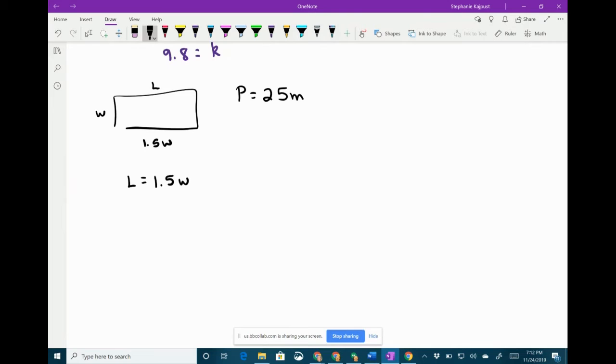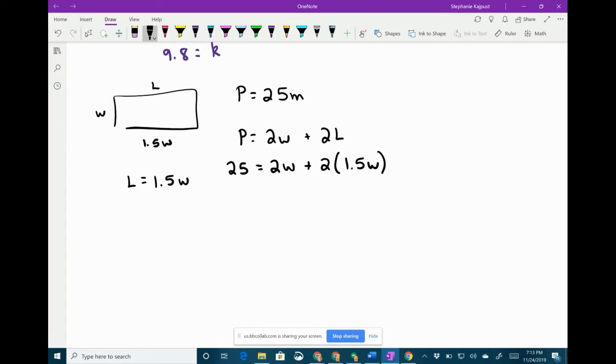So perimeter is basically adding up all the sides. Another way to write that is 2 times the width plus 2 times the length, since there's 2 of each side. So our perimeter is 25, so I can replace P with 25. And then I want everything to have W, so I can leave the 2W as is, but I want to replace the L with 1.5 W, since the length is 1.5 times the width.